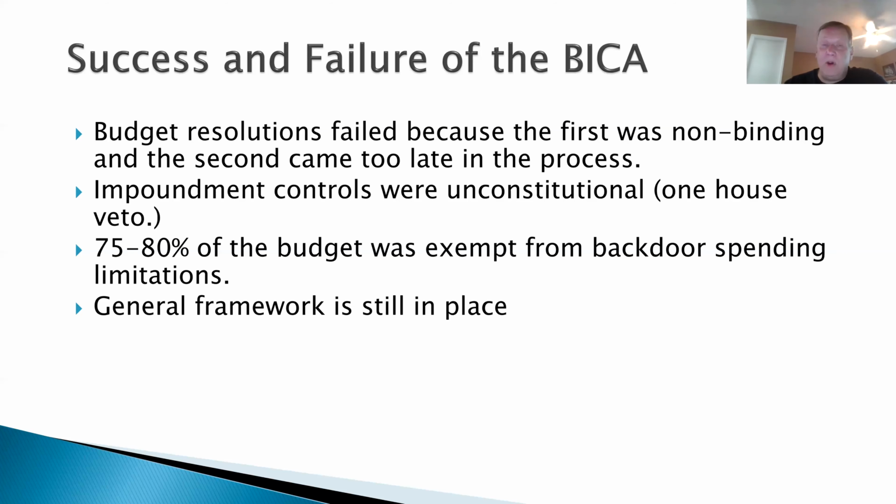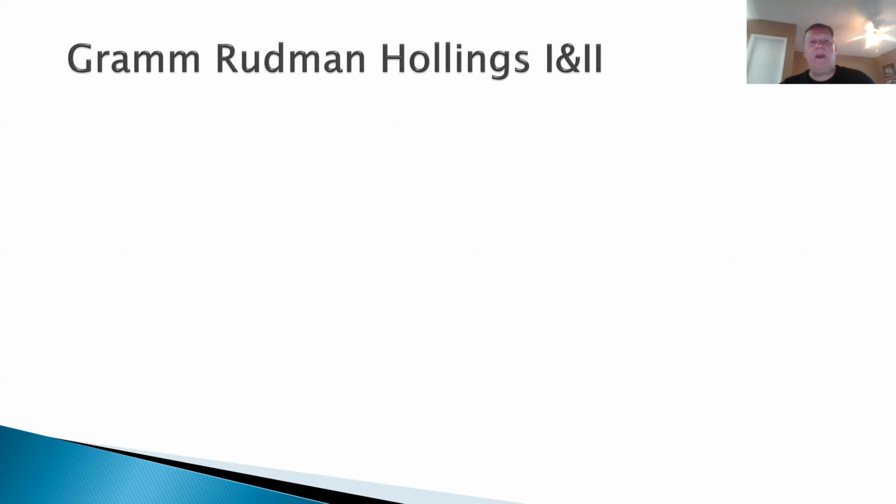Despite all these failures, the general framework for the budgeting process that was given to us by the Budget Impoundment Control Act, that general process is still more or less in place today. We fast forward into the 1980s. So we're working under this process that was given to us by the Budget Impoundment Control Act. We get to the mid-1980s, we get to 1985.